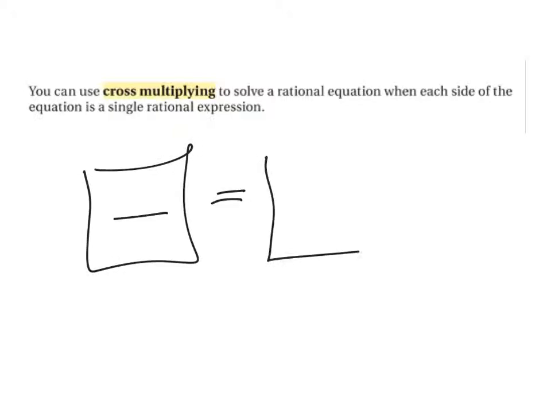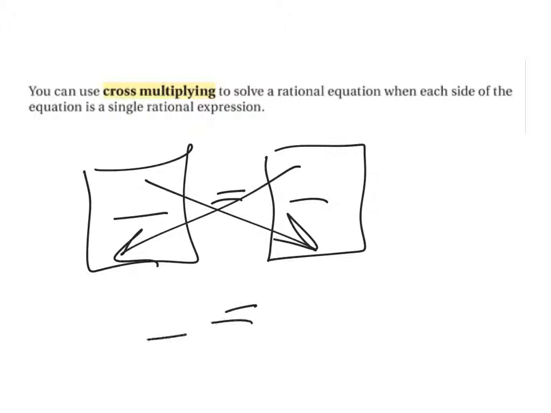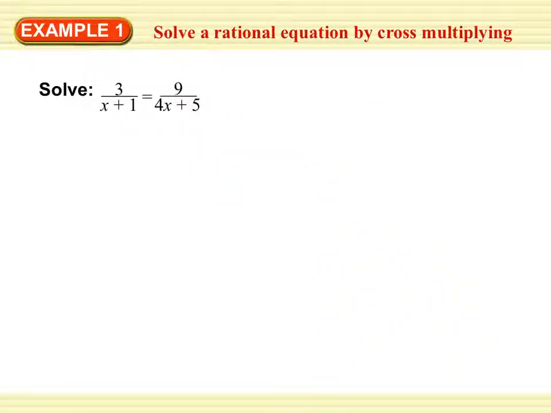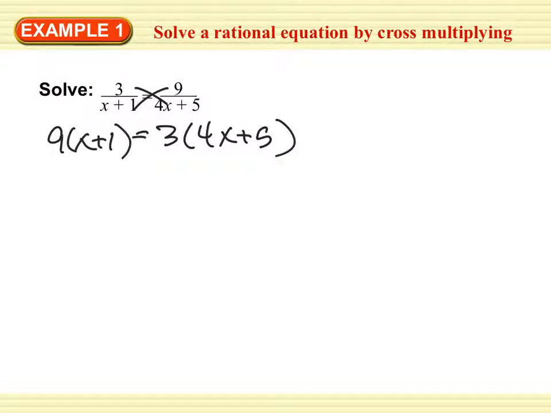Okay, new stuff, right? You can use cross multiplying to solve a rational equation when each side of the equation is a single rational expression. That's where we have a single rational expression, fraction, single rational expression, multiply, and solve. Okay? So single rational expression equals a single rational expression. I can cross multiply and cross multiply. And this is just like the warm-up.